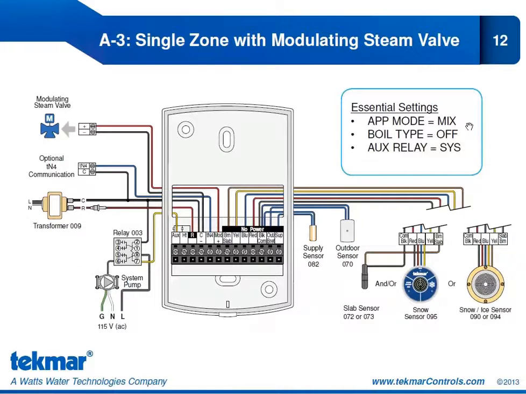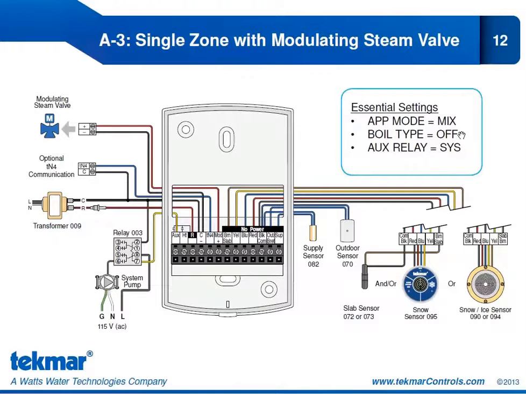The essential settings, our application mode is mix. We are using that modulating output to operate a mixing device, so we need to select the application mode mix. Our boil type is off. We are not operating a boiler in this case.